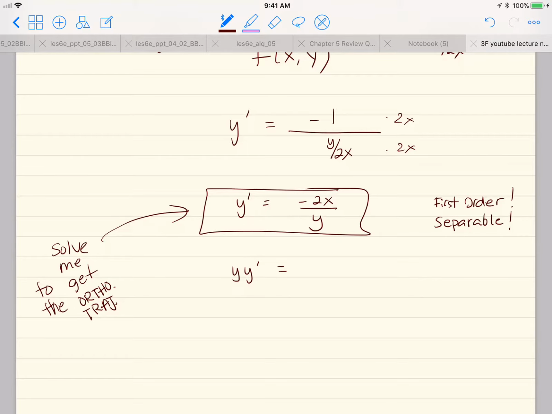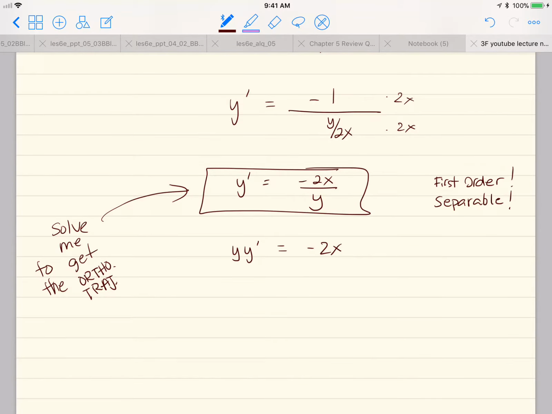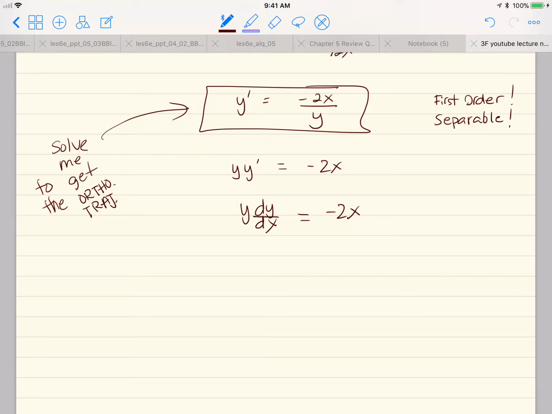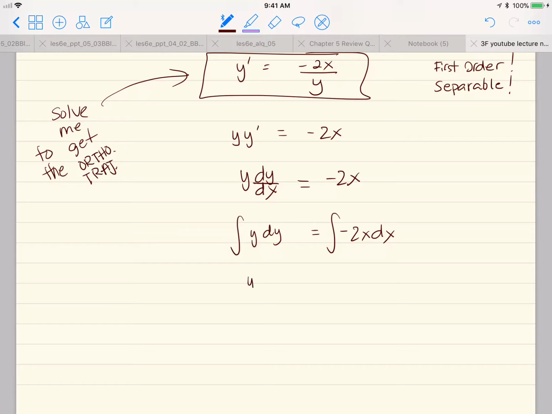So I have y prime equals negative 2x over y, and I can rewrite this as y dy/dx equals negative 2x. So y dy equals negative 2x dx, and I'm going to integrate both sides. On the left-hand side, I'll get y squared over 2 plus a constant. On the right-hand side, I'll get negative x squared plus another constant. But remember, the constants are arbitrary, so we can combine those.